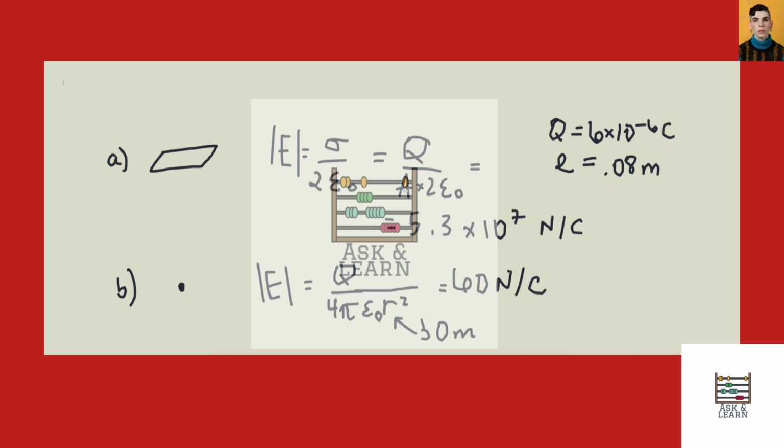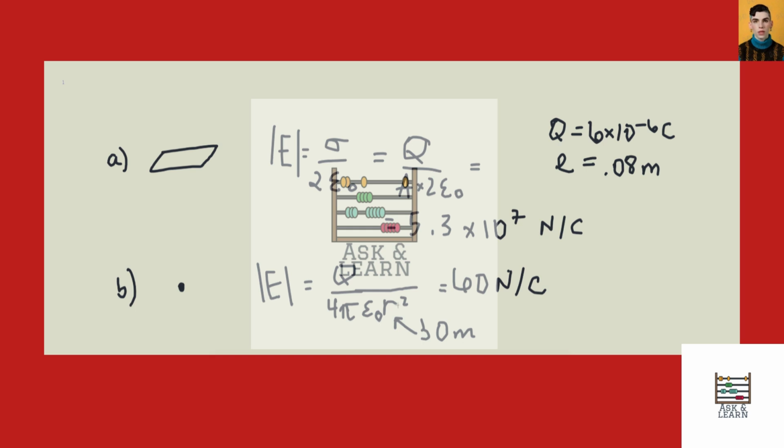Because these are pretty quick computations. So 2 times epsilon naught times 0.08 squared. Yeah, I did get a big number there. So I guess in one case you have a denominator which squares the size versus squaring the distance. The Q and the epsilon naught are basically the same.